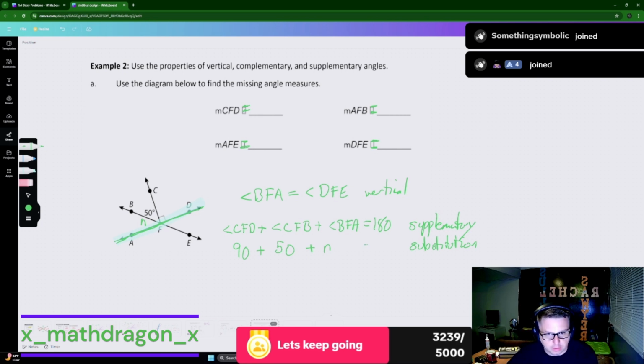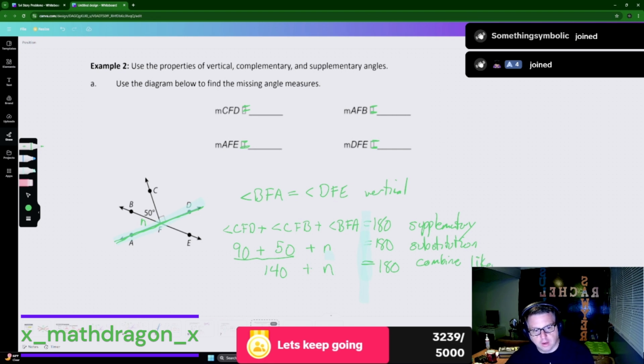And if any of my purists want to chime in because they don't like supplementary here, let me know. What would you put? All right, now we're going to combine like terms. Anytime we have two numbers on the same side where our variable is, or even on the other side where our variable isn't, put them together. Make your life easy. So 140 plus n equals 180.